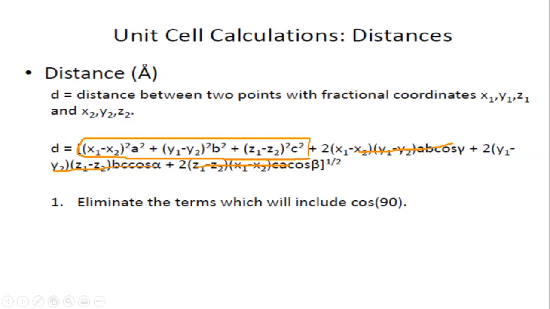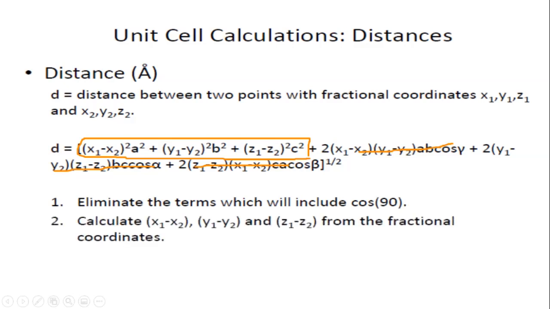So the first thing you should do when you're working on this equation is make sure to eliminate any terms that would have the cosine of 90. And that's again based on your lattice parameters. So you would look at those and see if there's any angles that are 90. Then it's best to calculate the difference between each of the fractional coordinates, and then square it, and then make sure you go step by step so you don't make any mistakes.